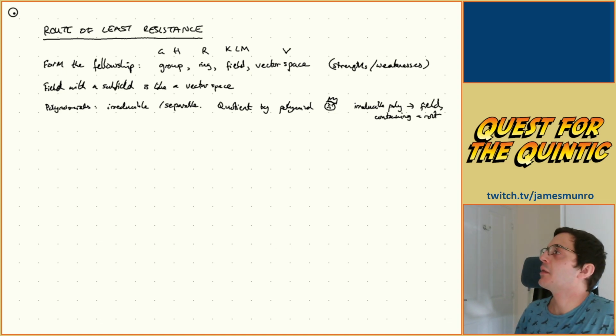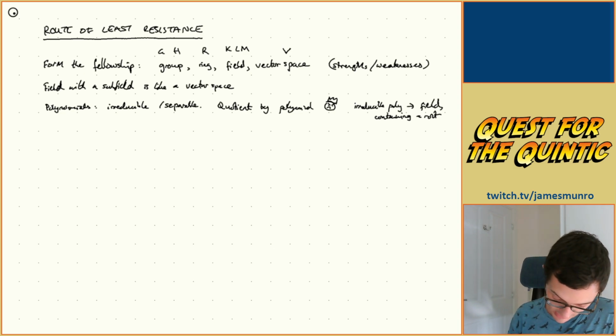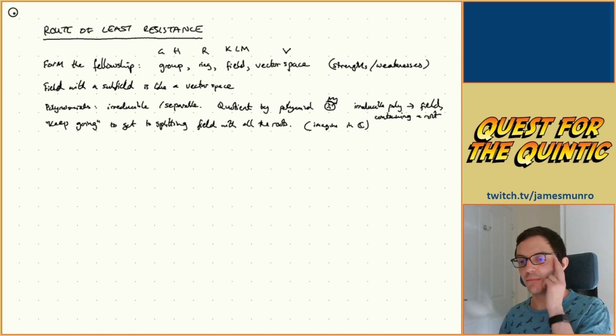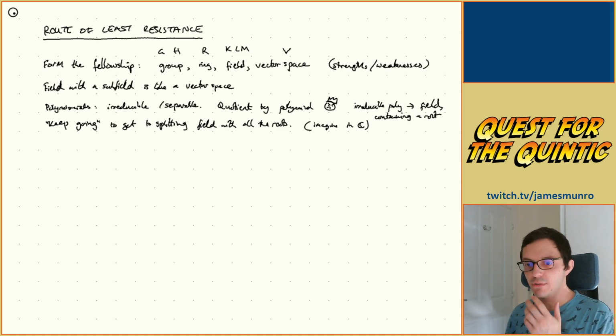So you could now say keep going, so splitting fields exist. And for a kind of year 12 audience, I think I might try and get away with splitting fields. Yeah, so sort of call it keep going to get to the splitting field, with all the roots. And then you imagine that being in C, the complex numbers, because we know that polynomials split in C, and we're kind of thinking about rationals all the way through.